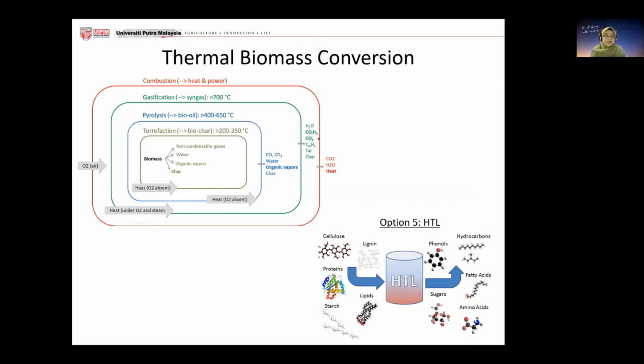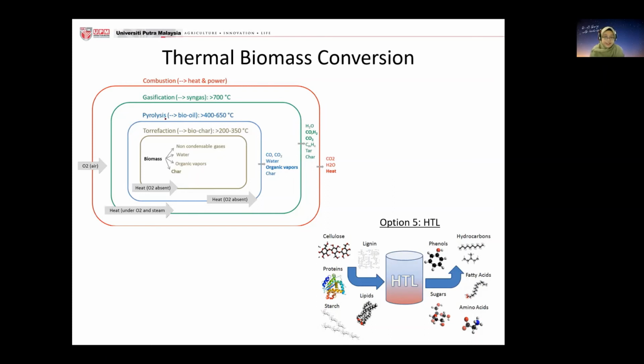If the temperature is 700 and above, it goes through the route of gasification, where you will produce syngas. In syngas, there are different types of products that will be produced. So you can have H2O, CO (carbon monoxide), hydrogen, carbon dioxide, and various hydrocarbons. At the same time, tar and char will also be produced.